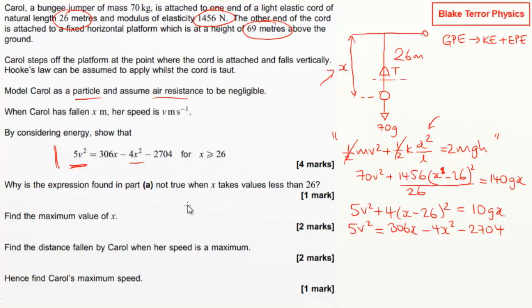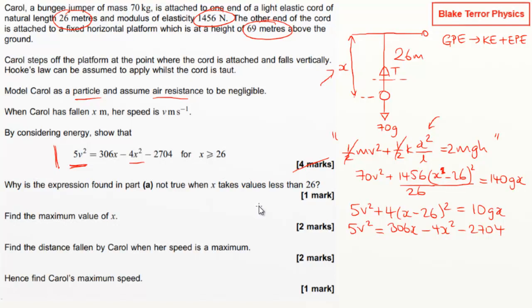So that's done the first part of the question and used up pretty much the whole page. There's quite a lot for 4 marks. It's a bit harsh. Why is the expression found in part A not true when x takes values less than 36?